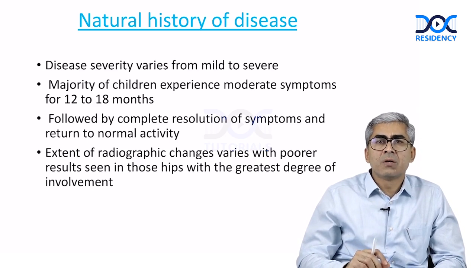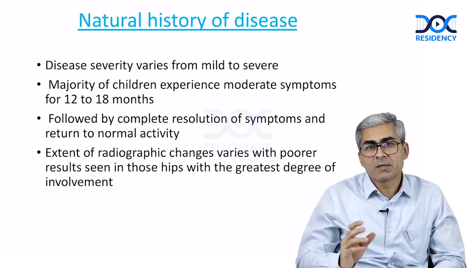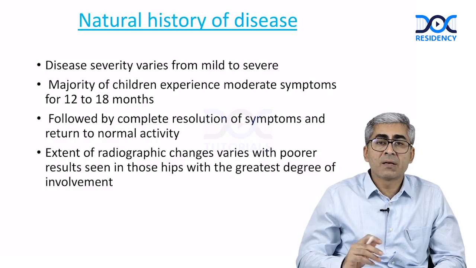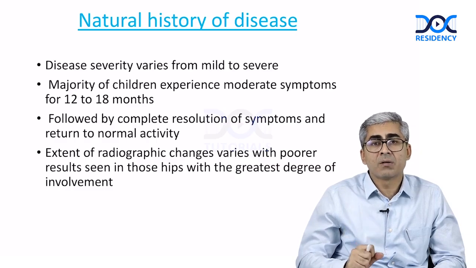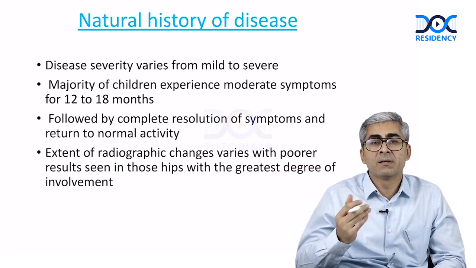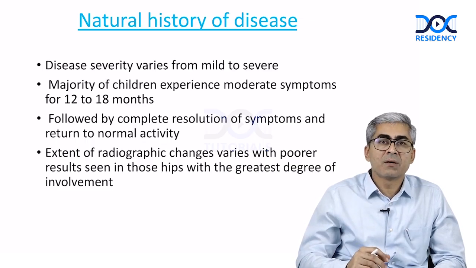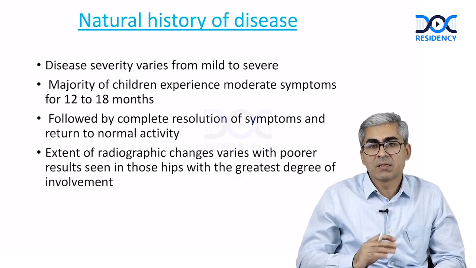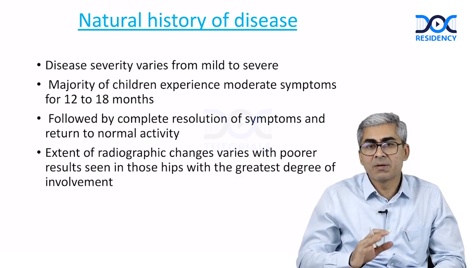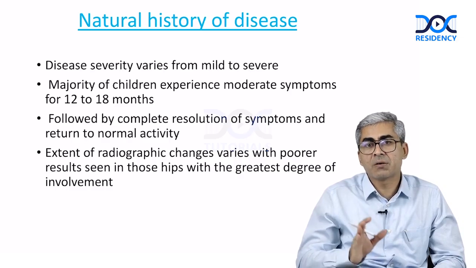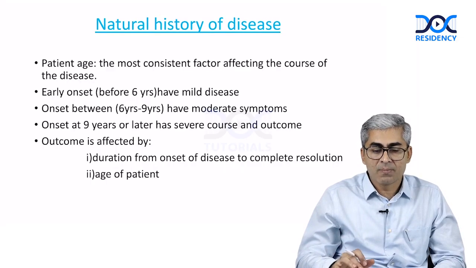It can lead to early onset of osteoarthritis at around 50. And in severe cases where the head is mushroom shaped, or the femoral head is flat and the acetabulum is round, it can have early onset arthritis even in the early 40s. So these are the natural histories which can happen. Everything is based on the age of presentation and the severity of the problem.